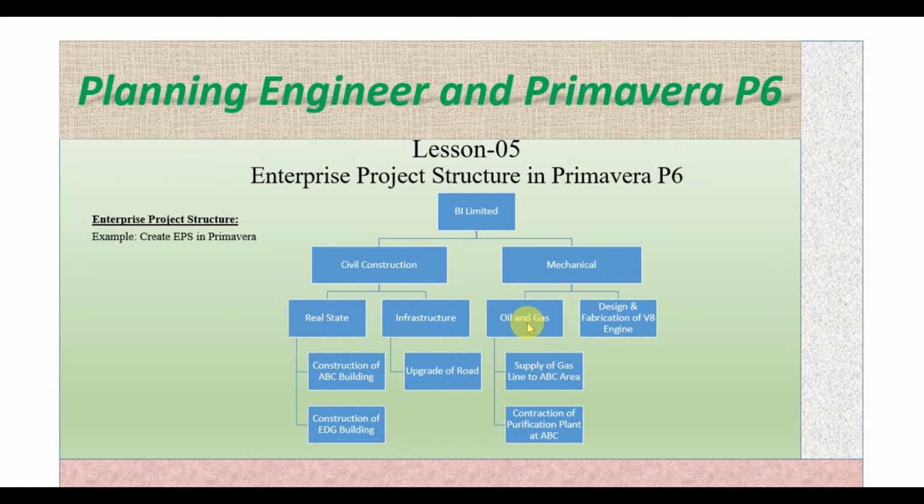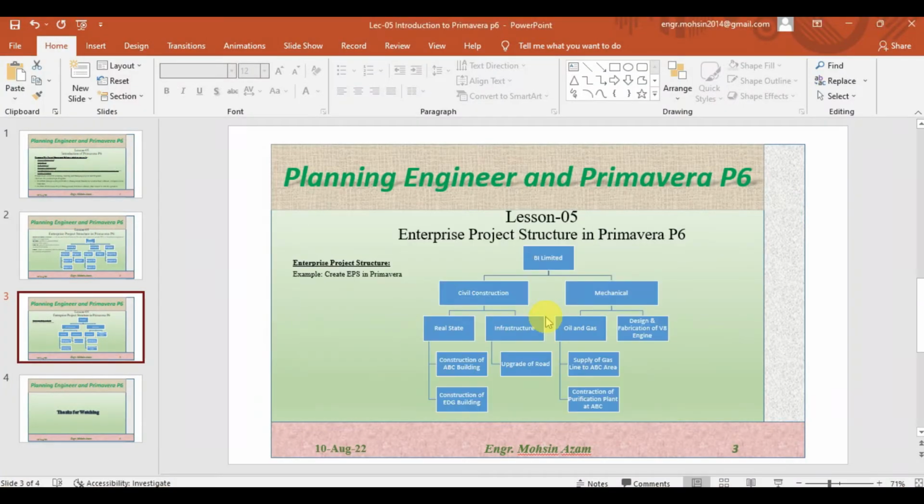Similarly in mechanical we have oil and gas sector, and we have a project design and fabrication of V8 engine. In oil and gas, we have supply of gas line to ABC area and supply and construction of purification plant at ABC. So these two are the project under oil and gas department. So this we will construct now in Primavera.